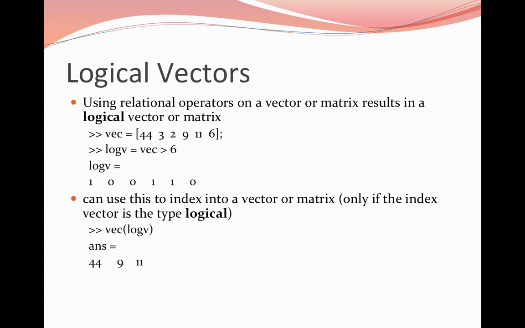But again, this only works if the index vector is of type logical. So if I say vec, in parentheses, my logical vector, log v, then it gives me only the values from vec for which the corresponding element in the logical vector is true. So the 44, the 9, and the 11. In other words, the first, fourth, and fifth elements in the vector. So what I end up getting here are the actual values in the original vector that were, in fact, greater than 6.